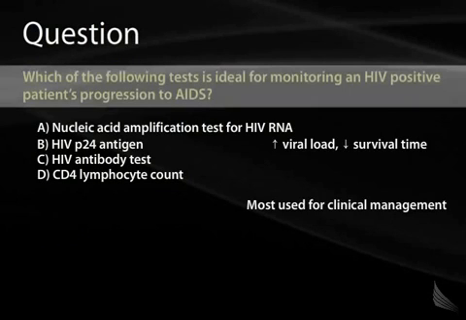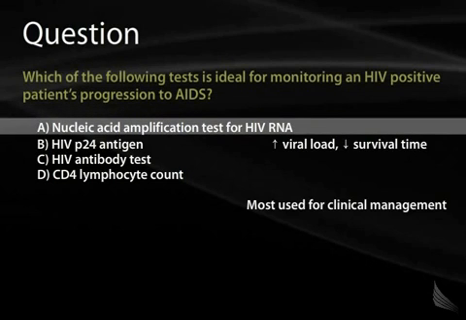Question. Which of the following tests is ideal for monitoring HIV-positive patients' progression to AIDS? A. Nucleic acid amplification test for HIV RNA. That's a pretty darn good one. If you know how much HIV they have, you know how quickly they're progressing. The HIV p24 antigen is often negative until it's very late. HIV antibodies can be variable, and the CD4 lymphocyte count is most used for clinical management, but it doesn't tell us the progression towards AIDS.